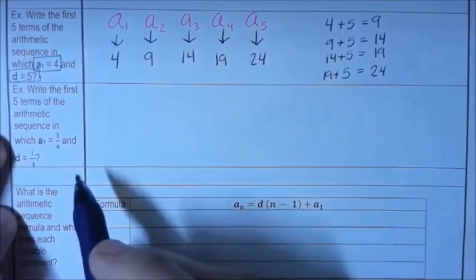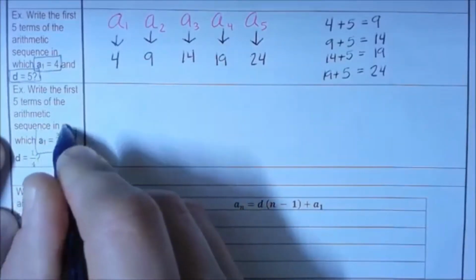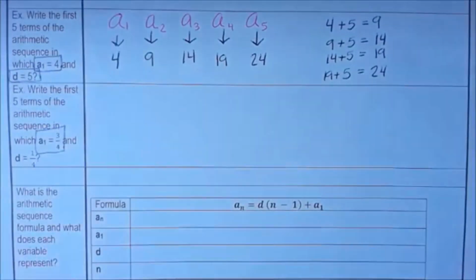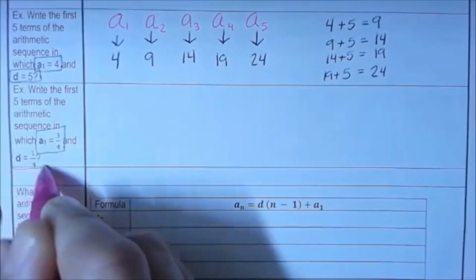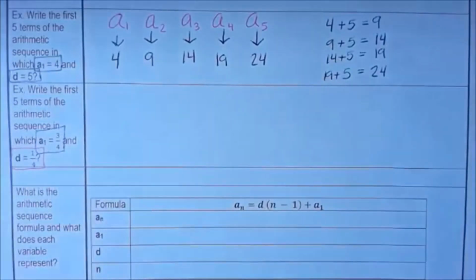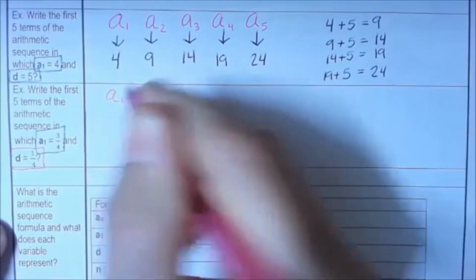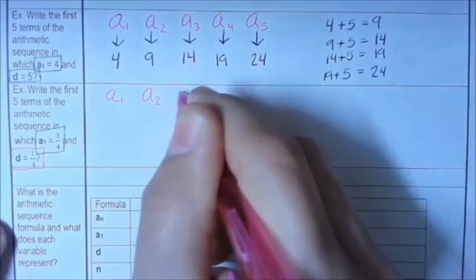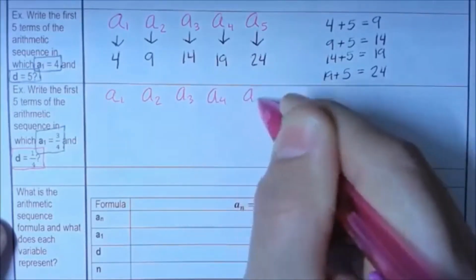We're just going to practice this one more time. Notice that your a sub 1 is 3 over 4, and a sub 1 is where we started. And then notice that over here the common difference is 1 over 4. So let's go ahead and write these out. And we want to do the first 5 terms. So we're going to have a sub 1, a sub 2, a sub 3, a sub 4, and a sub 5.